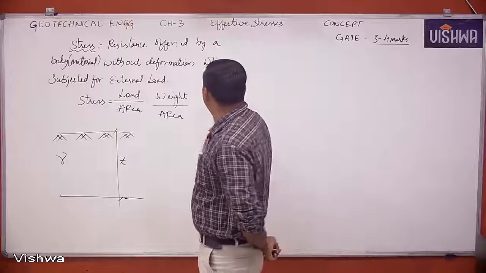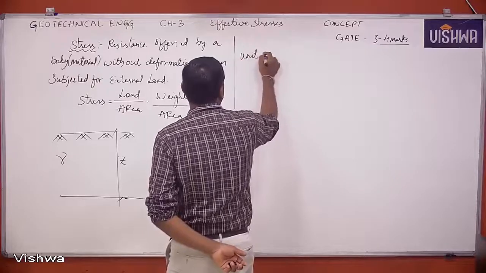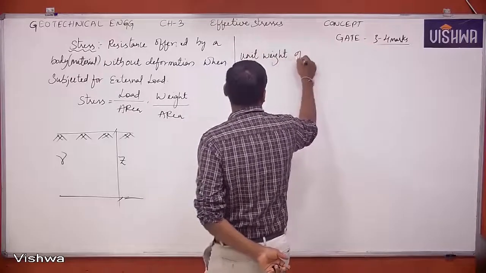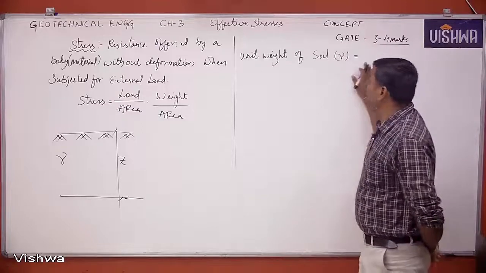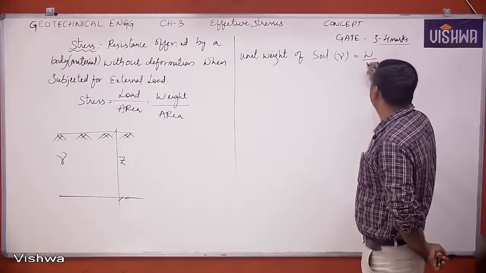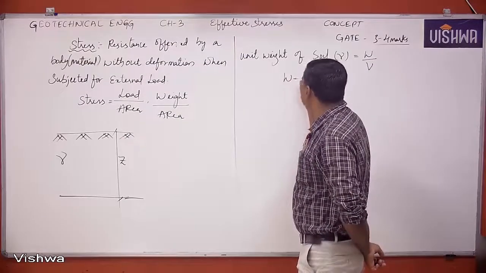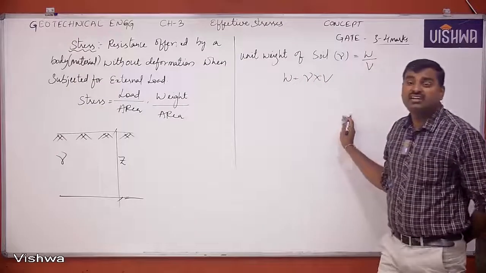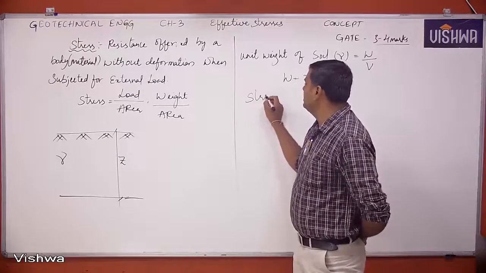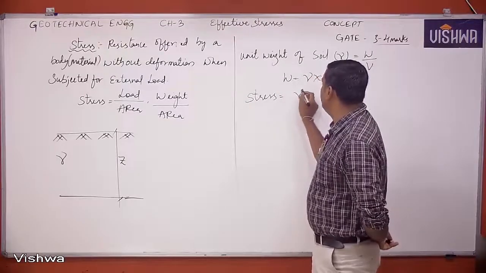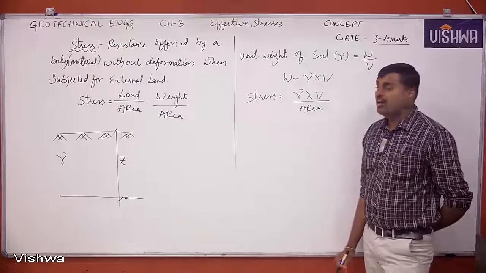If you recollect, unit weight of soil gamma is equal to weight upon volume. Therefore, weight can be written as gamma into volume, unit weight of soil into volume. Now, I will replace weight. Therefore, stress is equal to gamma into volume upon area.